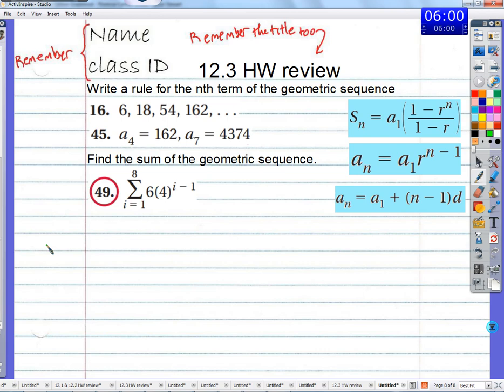So, given the choice between these two, the only two that we have as far as formulas go for that, which one do you choose? The first one. Why? Because there's multiplication. That's the best reason why. By process of elimination, I know geometric sequences use multiplication, not addition. So I'll choose the one that is multiplied.